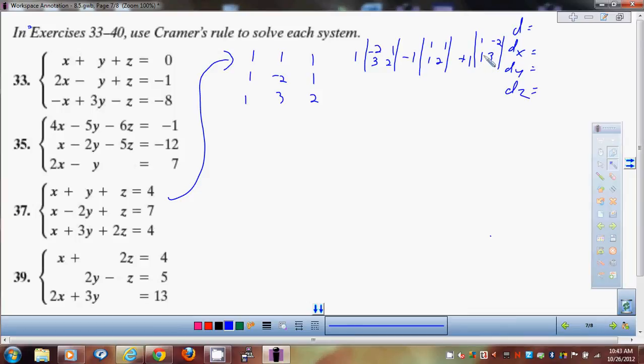Wait, why did I make that a 2? Yeah, that's right. 1, negative 2, 1, 3. Here we go. Negative 4 minus 3 is negative 7. 2 minus 1 is 1. 3 minus 2 is 1 again. So that's negative 7 minus 1 plus 1. Oh, this isn't correct. Sorry, I'm going too fast. 3 minus a negative 2 is 5. Addition is my friend. Negative 8 plus 5 is negative 3 for my original D.